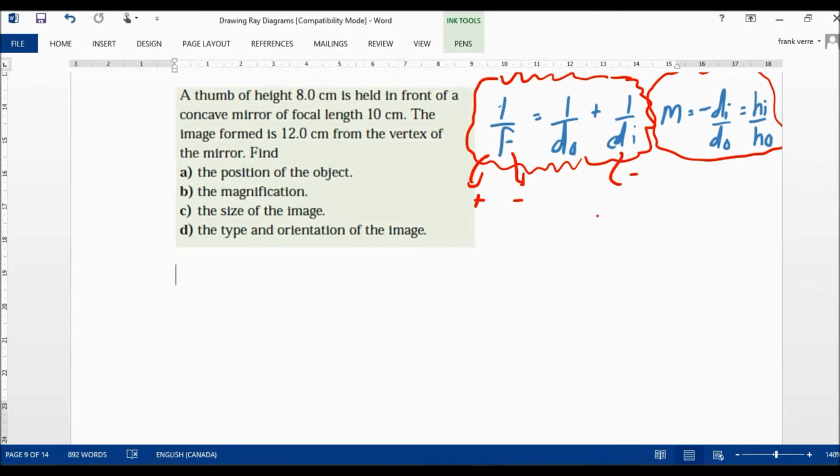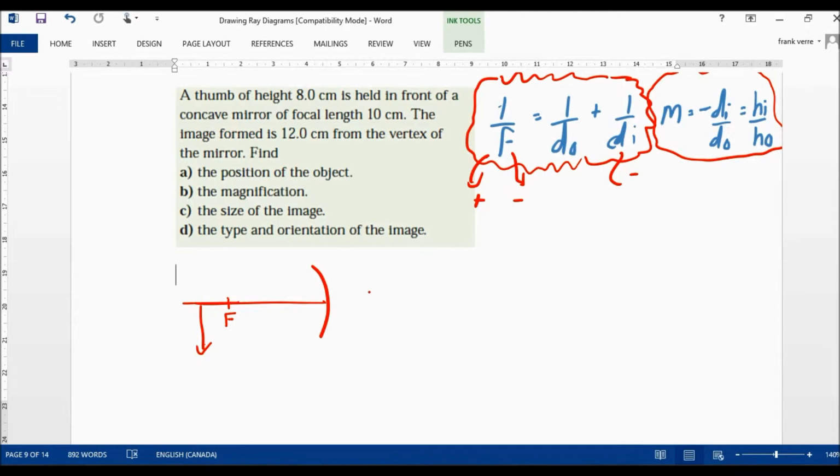So let's take a look at the example here. The thumb is 8 centimeters tall and is in front of a concave mirror, which has a focal length of 10 centimeters, and the image is 12 centimeters from the vertex of the mirror. So here's a picture to help understand. The focal length is here. It's about 10 centimeters away, and the image is 12 centimeters away, and it's in front of the mirror, and you'll see why when we do the calculation.